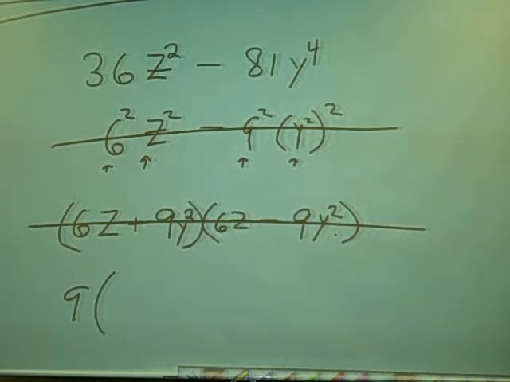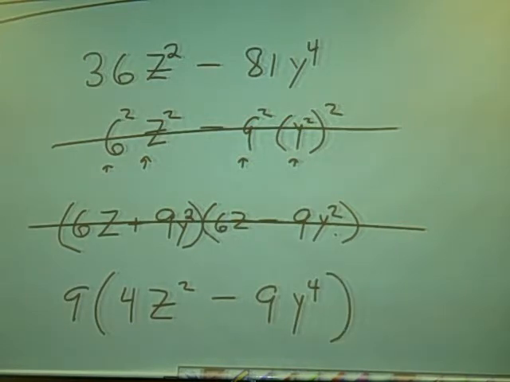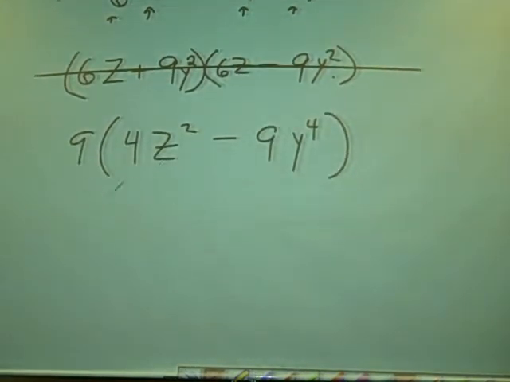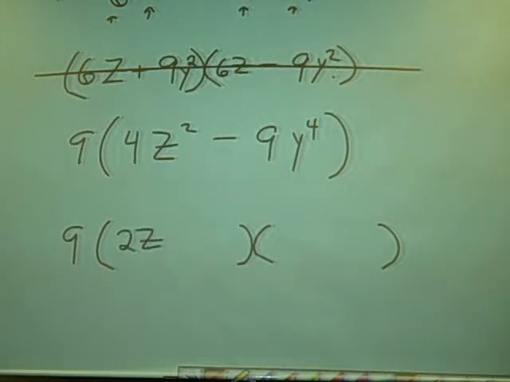And so that leaves us with 4 z squared minus 9 y to the 4th. And from there, bring the 9 down. And that would be 2z minus 3y squared and 2z plus 3y squared. Now you could have looked at here and said, all right, I've got a 3 I could factor out here, and a 3 I could factor out here and make that a 9, and you could have done it that way too.